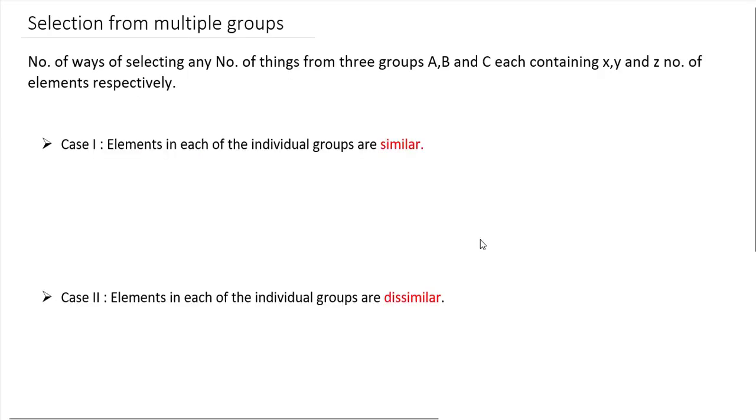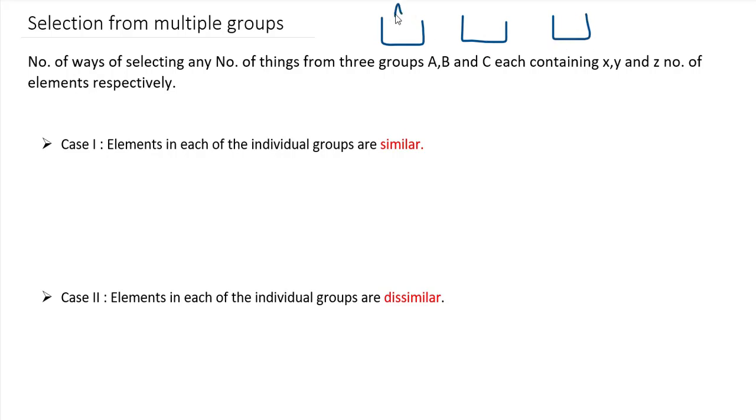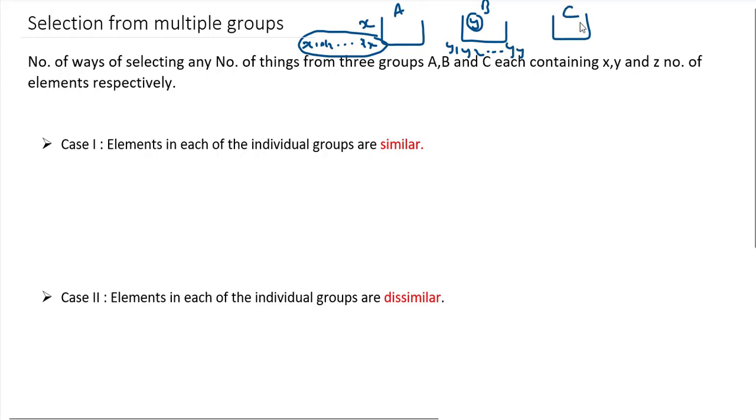Let us now see how to make a selection from multiple groups. In this case, there are 3 groups, let's say A, B, and C. Group A consists of x number of elements numbered X1, X2 and all the way up till Xx. So there are x elements in this group. There is another group B which contains y number of elements numbered as Y1, Y2 and all the way up till Yy. There is a third group as well that contains z number of total elements, and the elements in this group are numbered as Z1, Z2, Z3 all the way up till Zz.